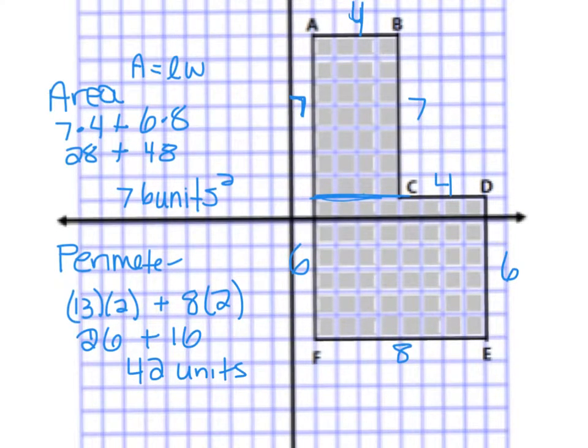And then I went with perimeter. This is my expression, 13 times 2 plus 8 times 2, because this is 13 and this is 13. And then this is 8 and these two 4's put together are 8. So the total perimeter is this 13 plus this 13 and this 8 plus this 8, which is 42 units. Remember, area is units squared and perimeter is units.